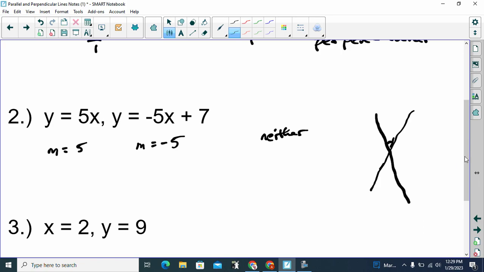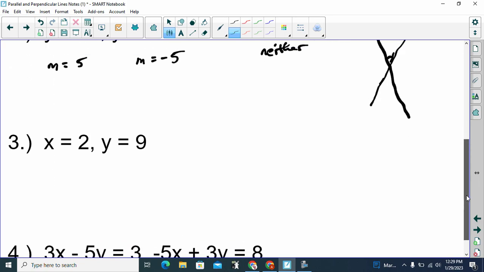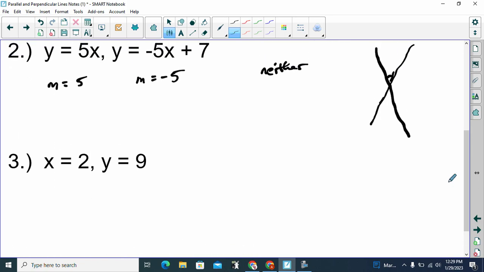Number 3 is a little bit different here. We're given x equals 2 and y equals 9. Notice this is not in slope-intercept form, y equals mx plus b. I can't think through what the slope of that is with slope-intercept form. Let's sketch a graph. I think that might be the best method here. Y equals 9 and x equals 2.